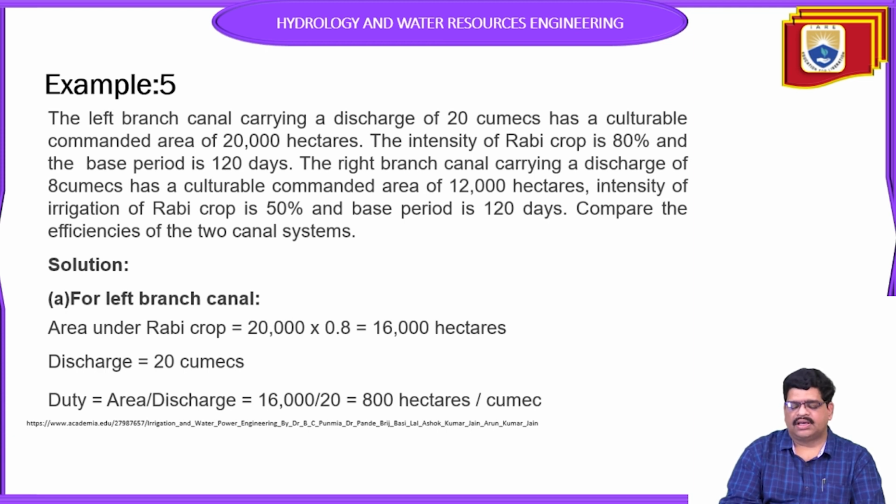The left branch canal carrying a discharge of 20 cumecs has a cultivable command area equal to 20,000 hectares. The intensity of the Rabi crop is 80% and the base period is 120 days. The right branch canal carrying a discharge of 8 cumecs has a cultivable command area of 12,000 hectares. The intensity of irrigation for the Rabi crop is 50% and the base period is 120 days. Compare the efficiencies of the two canals.